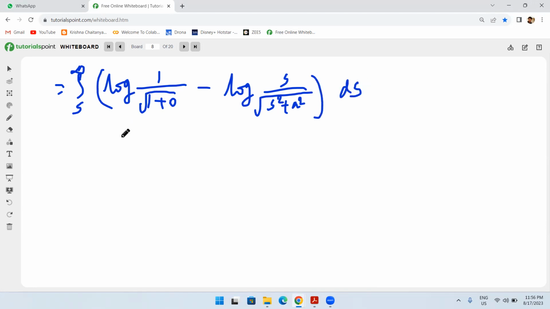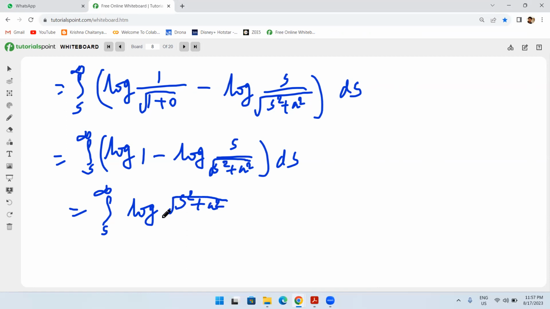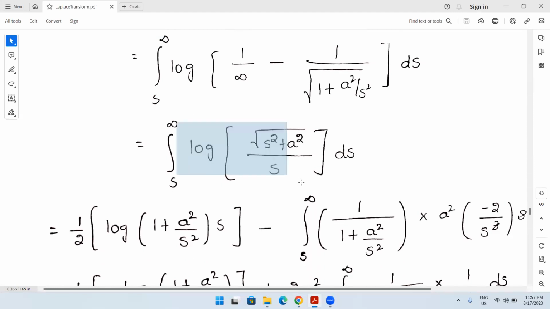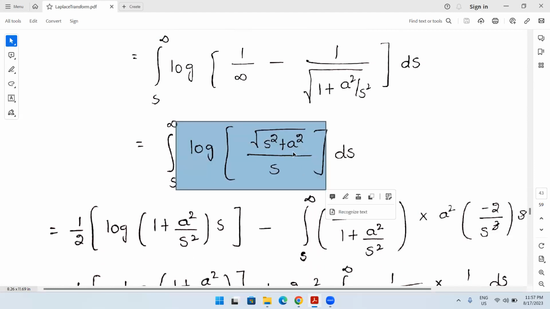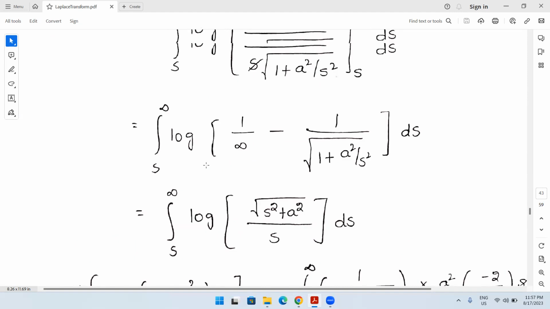This is what we get here: log 1. This is nothing but integral s to infinity log 1 minus log s by square root of s square plus a square ds. So log 1 is 0, 0 minus. Instead of the minus, we can take the reciprocal of this fraction, that is square root of s square plus a square by s ds. That's what we got here directly: log square root of s square plus a square by s ds. Now we have done only one time integration till now.